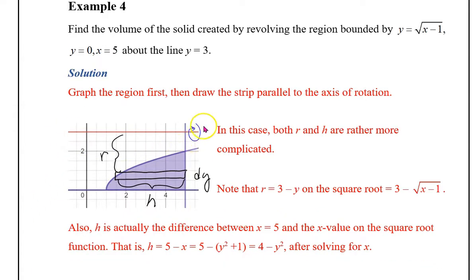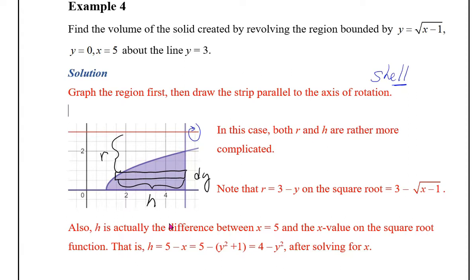Once you have the circular arrow indicating that y equals 3 is the axis of rotation, notice that the axis of rotation is horizontal. In the shell method, make sure that you draw them parallel. The strips or thin rectangles will be drawn parallel to the axis of rotation, which means the short end is going to be the differential dy. The height of the strip becomes the h in the formula, 2 pi rh.